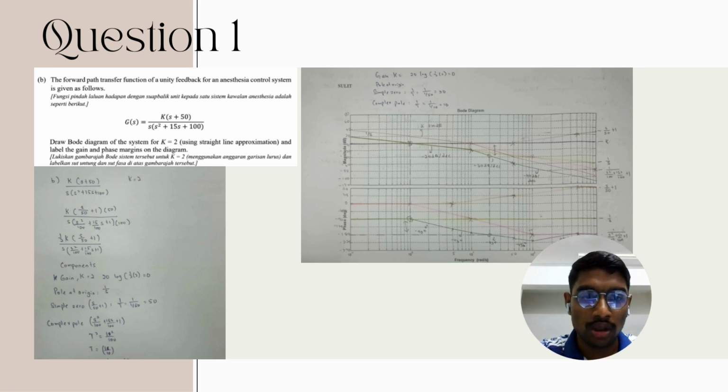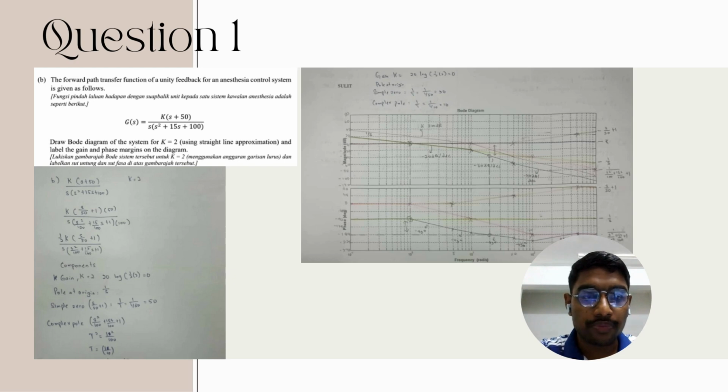So here we have 4 components: gain, simple zero, pole at origin, and simple pole, a complex pole, sorry. So for gain, we have 20 log 1 over 2, where we will have 0. The pole at origin is 1 over s. For the simple zero, we need to find the corner frequency 1 over T, where we have 1 over 1 over 50, which is equal to 50. And for the complex pole, we need to find the corner frequency 1 over T, where we have 1 over 1 over 10, which equals 10.